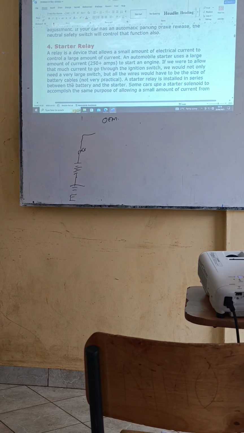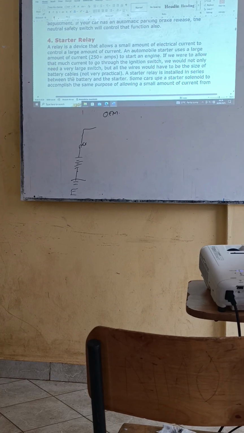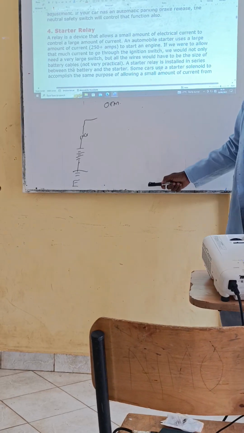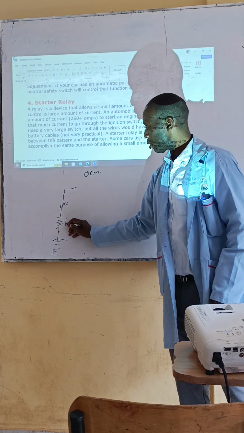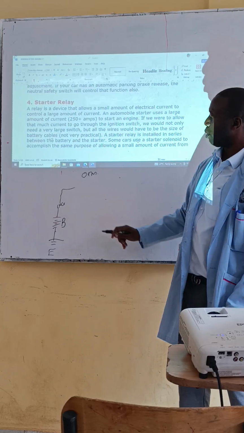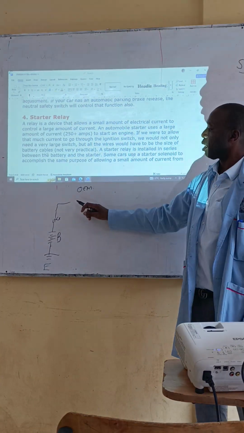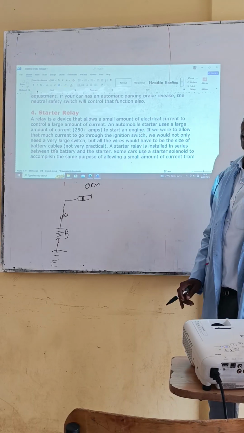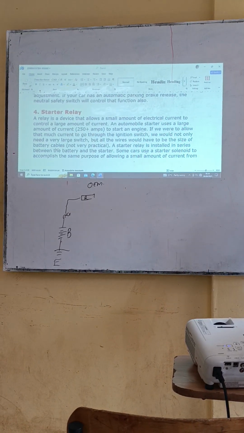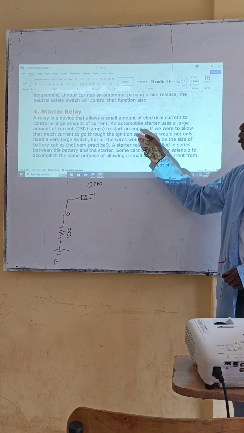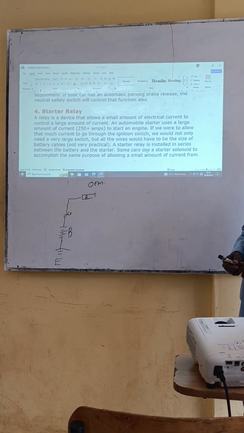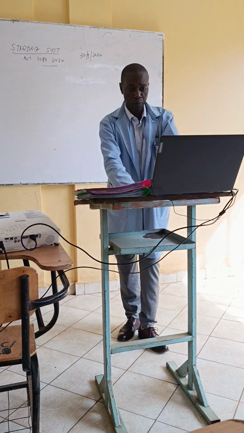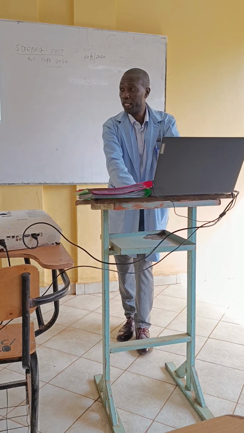Number 4, we have a starter relay. A starter relay is a device that allows a small amount of electrical current to control the large amount of current that comes from the battery. The battery can produce up to almost 13 volts, but when that comes over to the other side, it can spoil some electrical components. We have resistors, fuses, and so many electrical components. So it will only allow the right amount of current to pass through to the other parts of the vehicle.